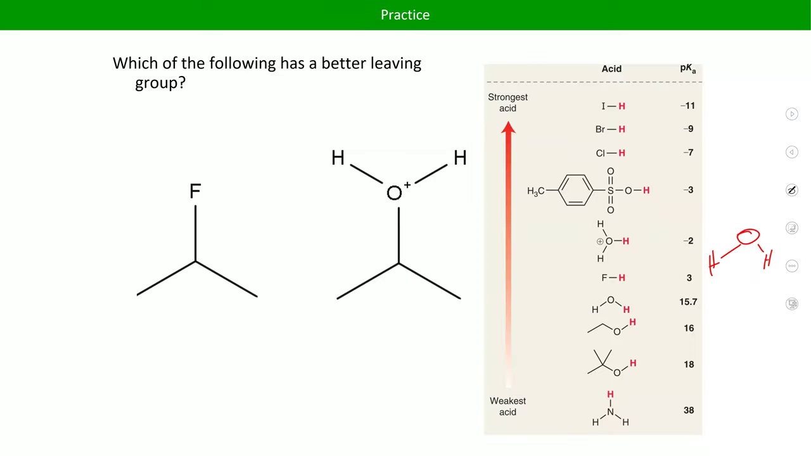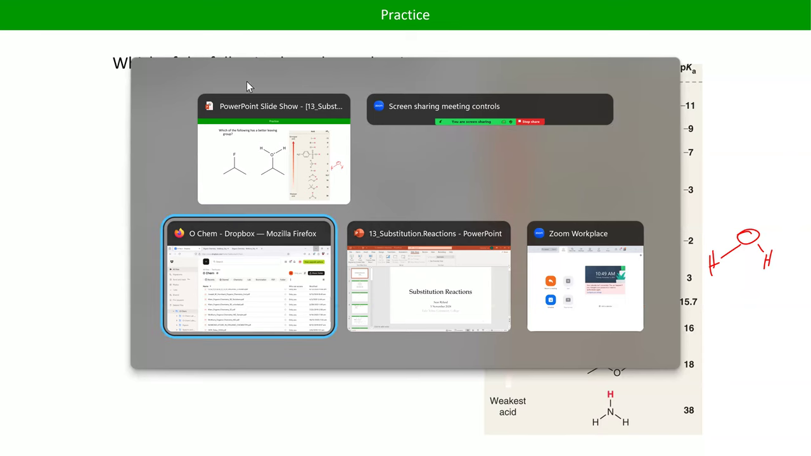All right, let's take our break here. We'll come back at 11, and we'll actually get into the two possible mechanisms for substitution, and try and think about those reactions a little bit. So 11 o'clock, grab a snack, whatever you do on your breaks.